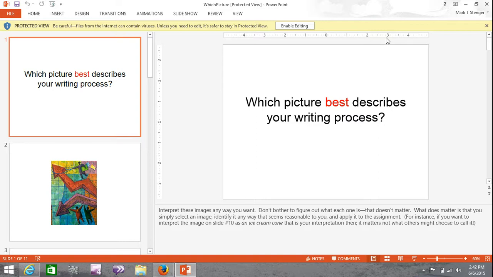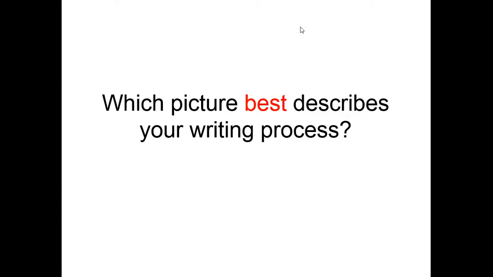Right, there is the PowerPoint, and when it looks like this, click on Enable Editing, and then hit the F5 key. It'll make it full screen, easier to look at. The point of this exercise is to find an image, there's no words, that you think best describes your writing process.